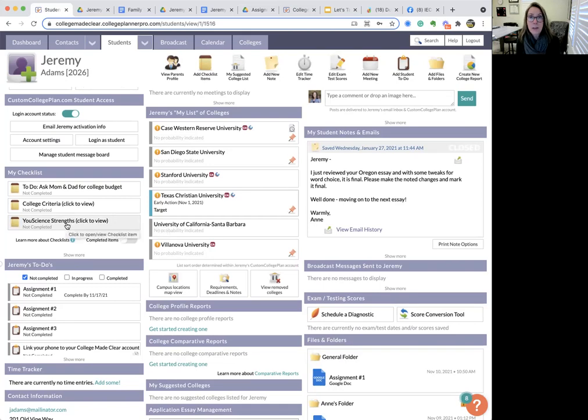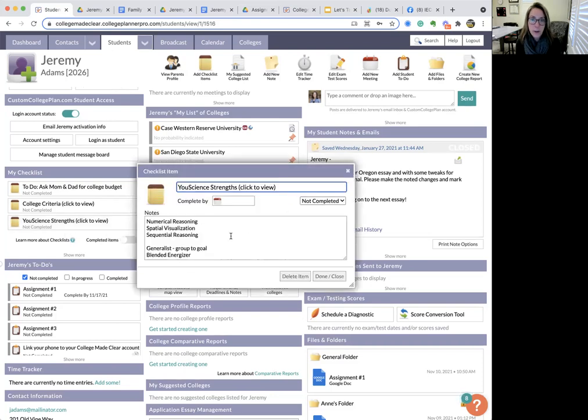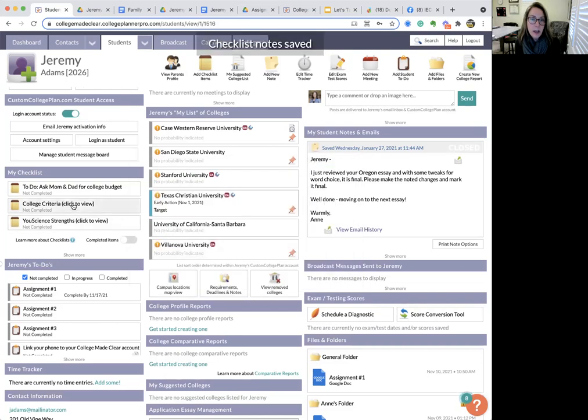So I use U-Science with my students to do assessments. And so for this particular student, I've summarized his U-Science results here. And it helps me just to take a look at them if I want to really quickly. I also have put his initial college criteria here as well. But if I want to give myself a to-do item, this is a great thing to do and use the checklists for. I have gone ahead and labeled it as a to-do so that I know and it stands out. And you can also change the order of these. So I always put my to-dos at the top of the list so I don't forget that they're there.